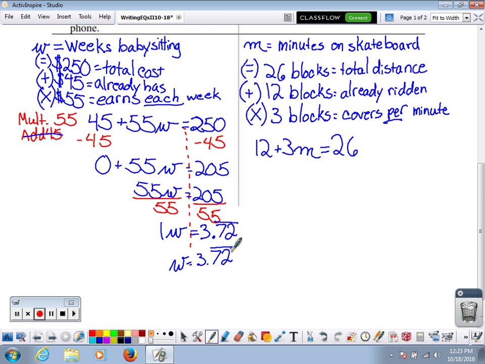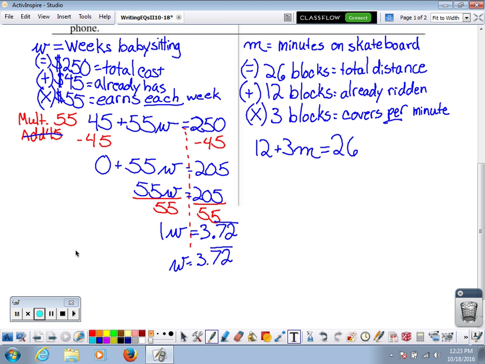What do you think? Should I round that up to 4? Or should I leave it at 3? Round it up to 4. Okay? If she only works 3 weeks, that's not going to be enough. She's not going to have enough money saved up. Okay, so she needs to work that extra week.